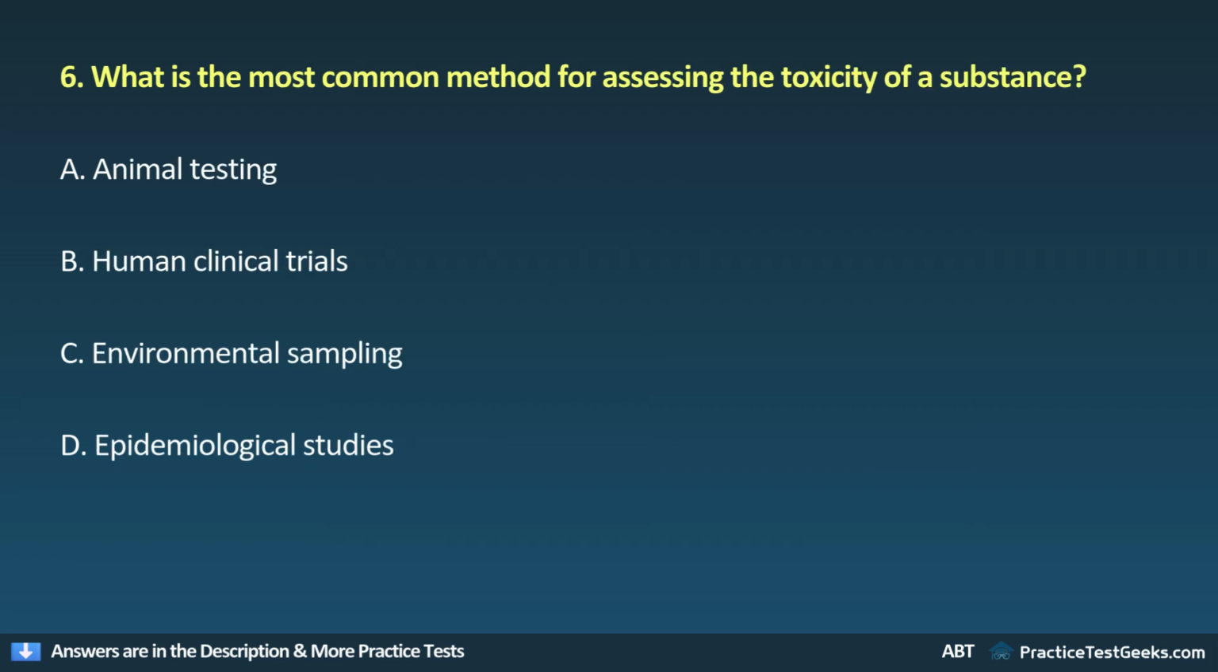6. What is the most common method for assessing the toxicity of a substance? A. Animal testing. B. Human clinical trials. C. Environmental sampling. D. Epidemiological studies.